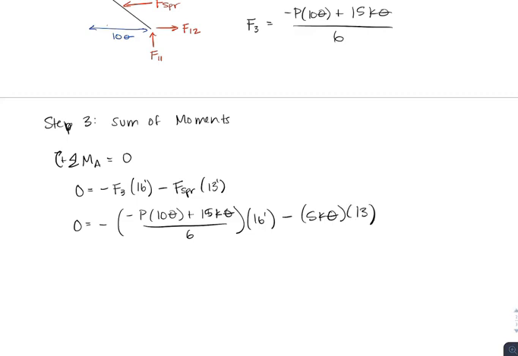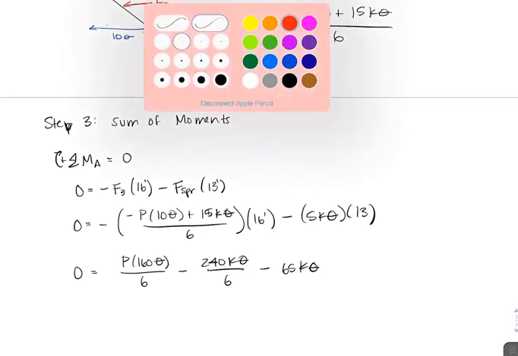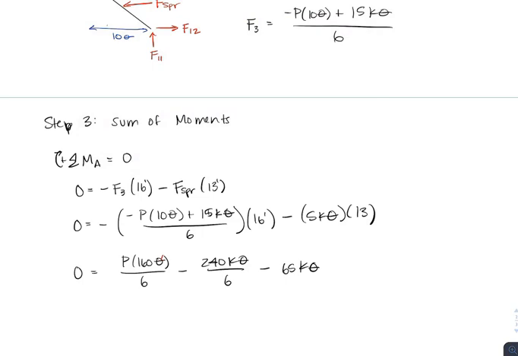So now we're just going to simplify this equation a little bit. So we get that 0 is going to be equal to P times 160 theta, because we're bringing that 16 over, and that is going to be over 6, minus 240 K theta over 6, minus 65 K theta. And now before we plug in the values for K that we know, we can actually get rid of some terms. Since each term has a theta, we can get rid of that. And that's about it. Everything else we are going to have to plug in and solve for, since we can't get rid of any K's since that first term does not have a K.